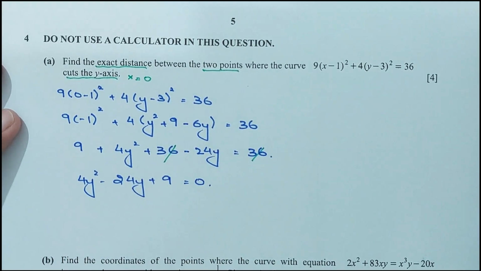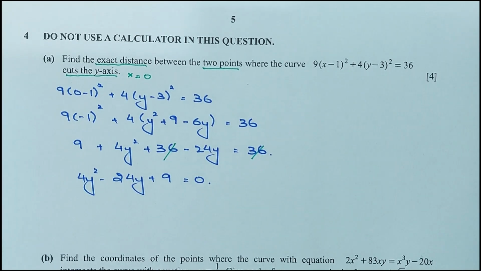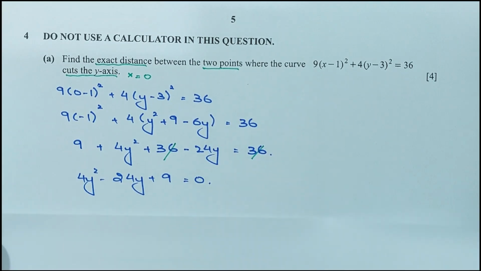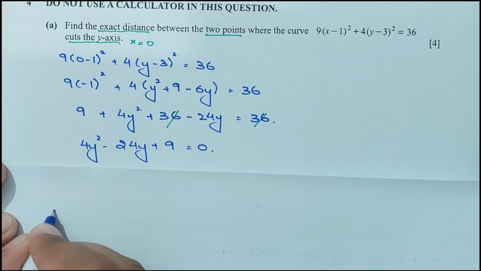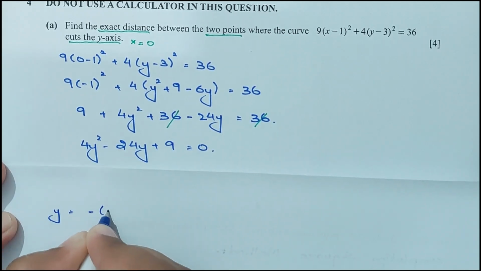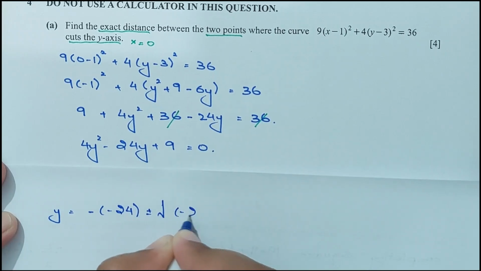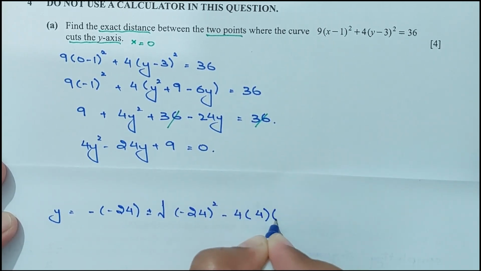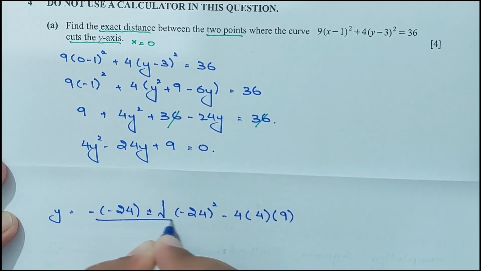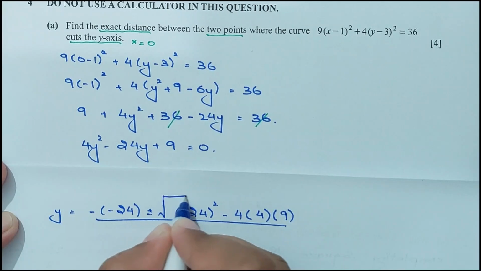Now this is a quadratic equation. Without using a calculator, we have to find the exact distance between the 2 points. Let me apply the quadratic formula and simplify this. So the quadratic formula is y equals negative b plus or minus the square root of b², which is (−24)², minus 4 times a, which is 4, and c, which is 9, divided by 2 times a, which is 4.